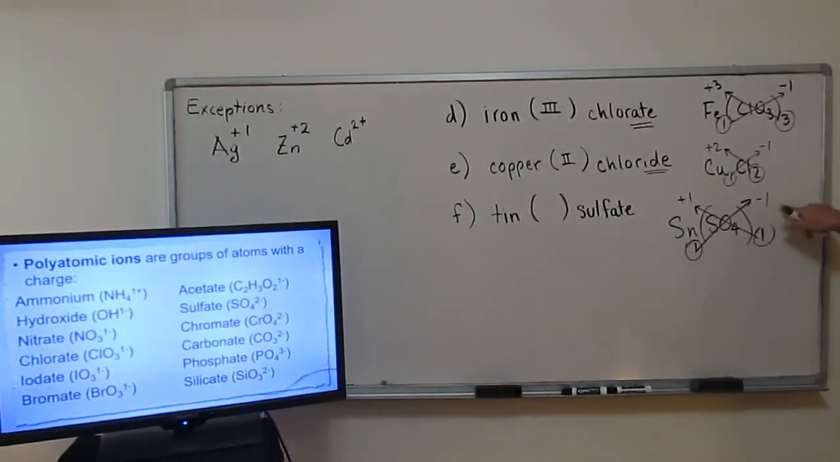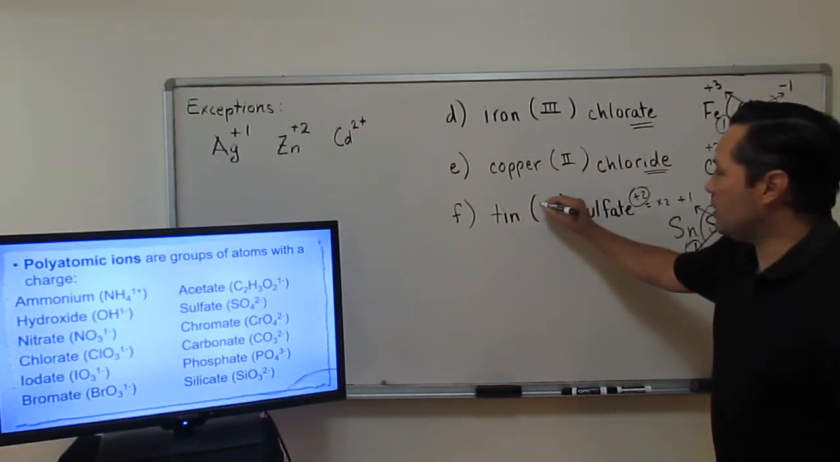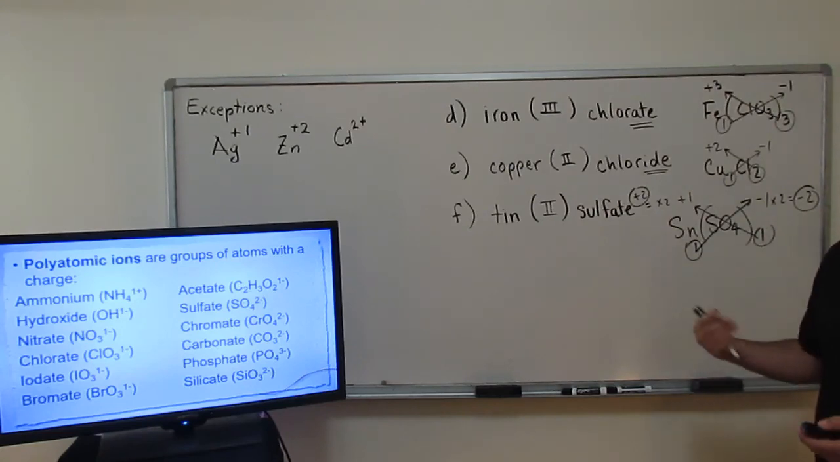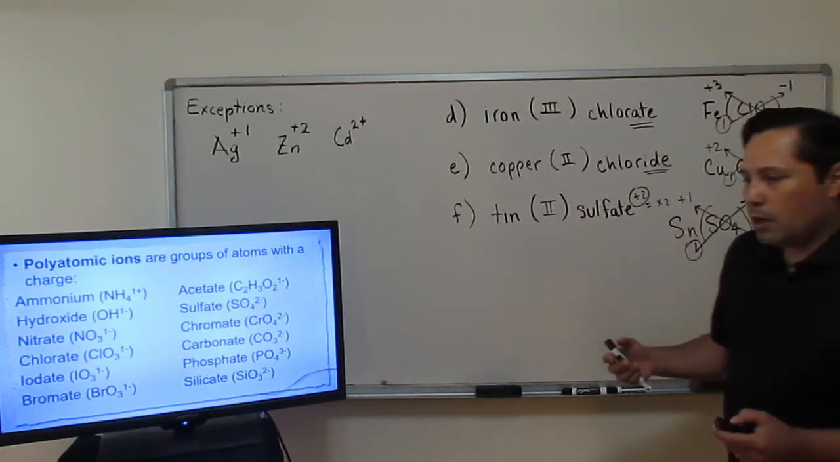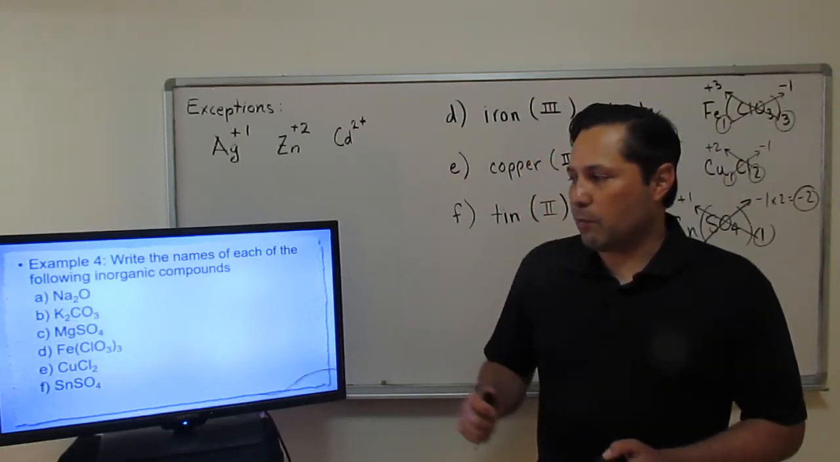So what do we do? We double this one. Now it's a -2. And if we double that one, what do we do with this one? Same thing, we double it. So it's a +2. It is tin, Roman numeral 4. This one is very tricky because of the lack of the parentheses, and it also gives you the wrong oxidation number, the wrong charge. Alright, so that is letter F for example 4.